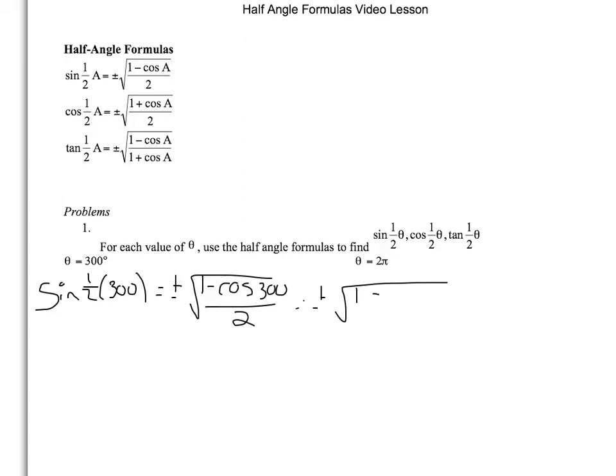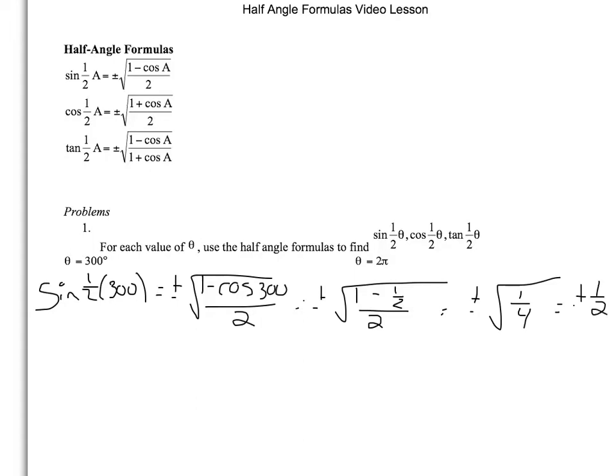Cos 300 is equal to 1/2. So it's going to be 1 minus 1/2 over 2. I recommend doing the numerator and denominator separately. 1 minus 1/2 is 1/2. Over 2 is 1/4. The square root of 1/4 is 1/2. Notice I have that plus and minus throughout.